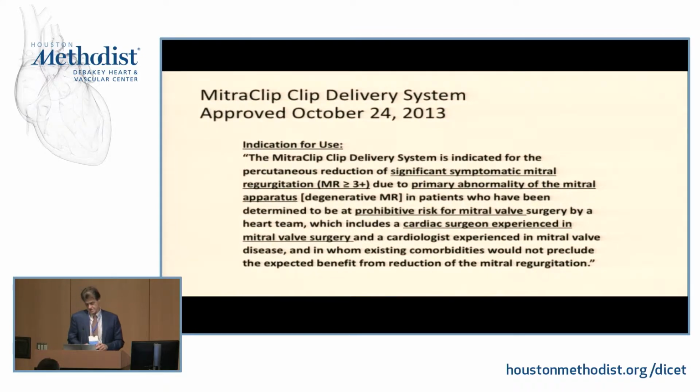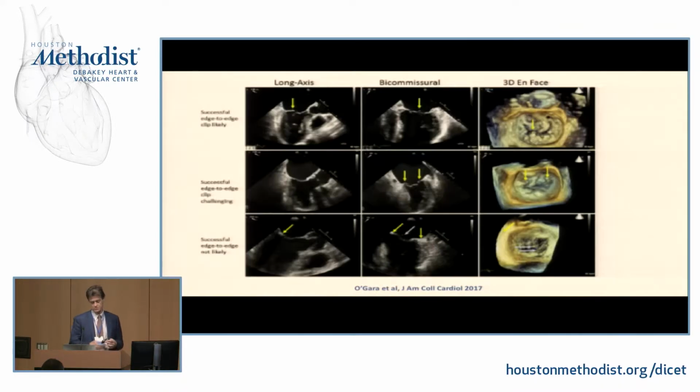And so after that study, the FDA approved it 5 years ago now, for symptomatic severe MR, MR 3+ or greater, with a primary abnormality of the apparatus, so degenerative MR. So you need to be able to recognize that, right? And they have to be determined to be at prohibitive risk for surgery by a heart team that includes a mitral valve surgeon. That's a really critical point, because surgery is still better than a MitraClip. So if you can have surgery and your surgeon can get them through, they should have surgery. If they can't, the MitraClip is a great option.